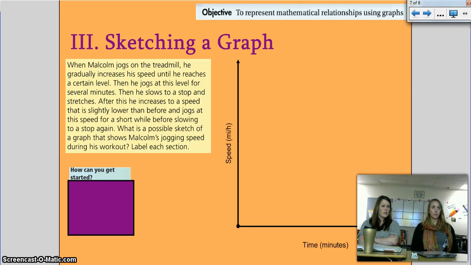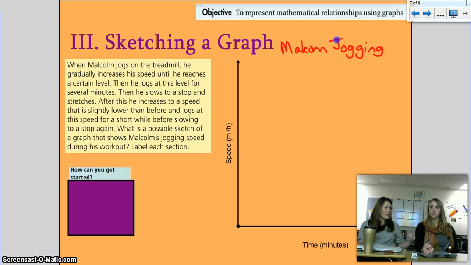He gradually increases his speed until he reaches a certain level. So I know increasing gradually is going up a little bit, and then he's going to reach a certain level. Then it says he jogs at this level for several minutes. Then he slows to a stop and stretches. So his speed would be 0 at that point, right? Right, because he's not running, but time will keep moving. Okay, and then he stretches. After this, he increases to a speed that is slightly lower than before and jogs at this speed for a short while, slowing to a stop again.